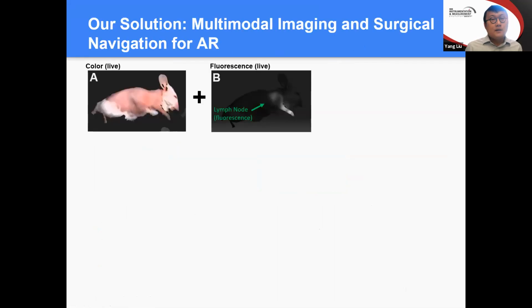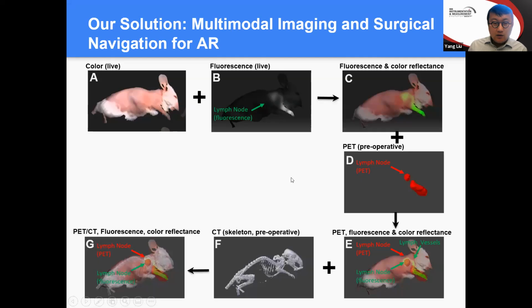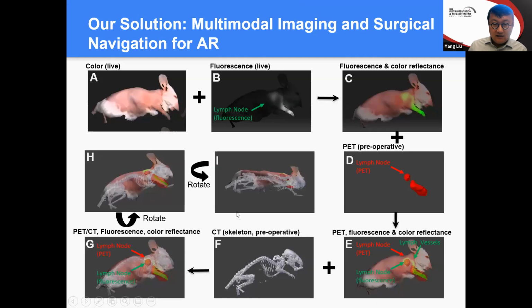So to solve that problem, we have developed a system, we call it FITS, which can offer multimodal imaging and surgical navigation. So here you can see we combine color images, fluorescent images, as well as surgical navigation together. So in this particular case, if you look at figure E, right? You can see color reflectance, and you also see fluorescence, which is revealed by the green color.